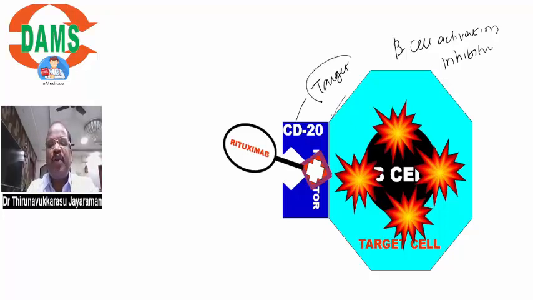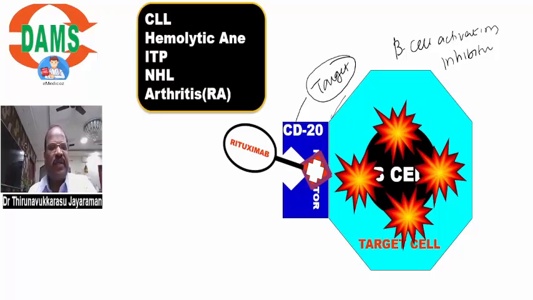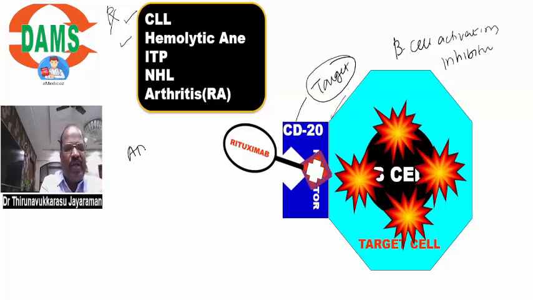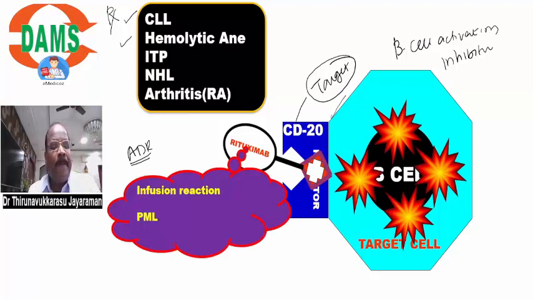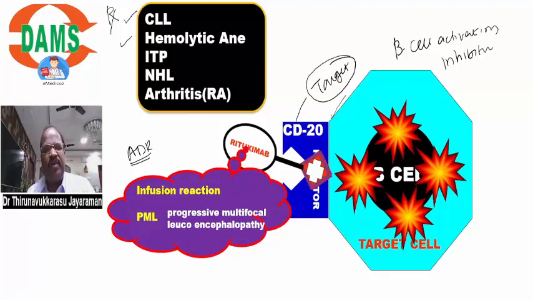Acting against CD20, it is useful for so many things like CLL, treatment of autoimmune hemolytic anemia, idiopathic thrombocytopenic purpura, non-Hodgkin lymphoma, rheumatoid arthritis, like this. And coming to ADR, it is given by intravenous infusion. So the most common ADR is infusion reaction, but rarely one dangerous problem called PML. PML means progressive multifocal leukoencephalopathy. This is also a possible ADR. So it is a very frequent question.